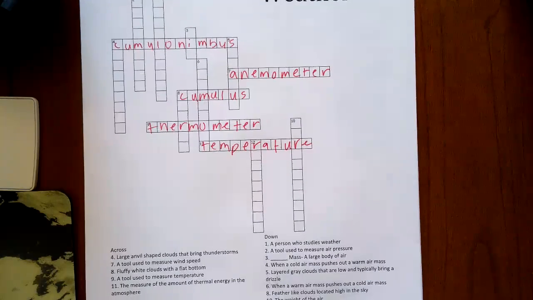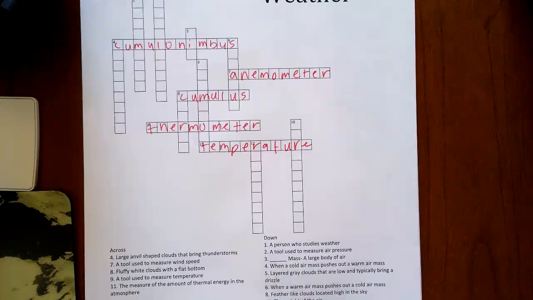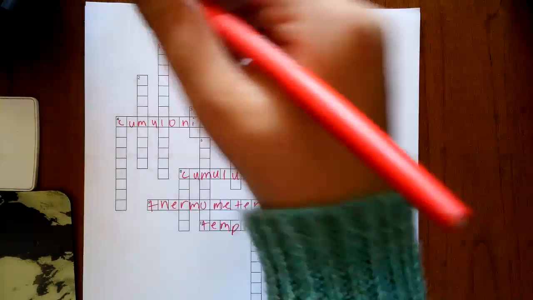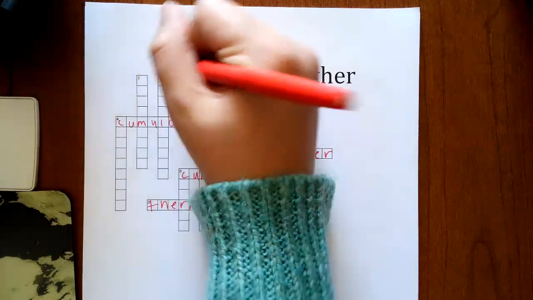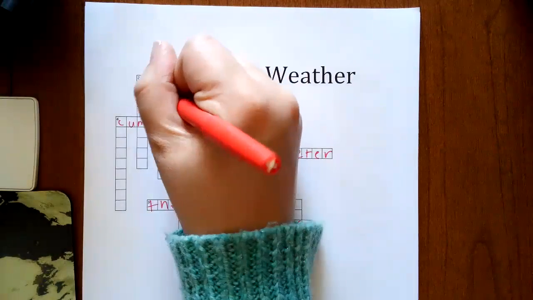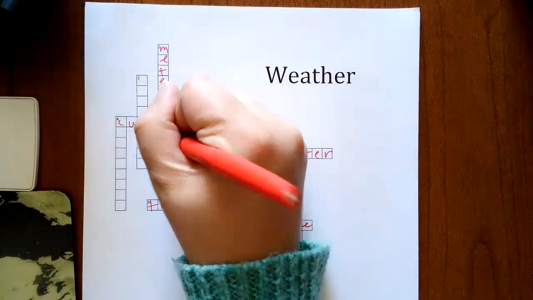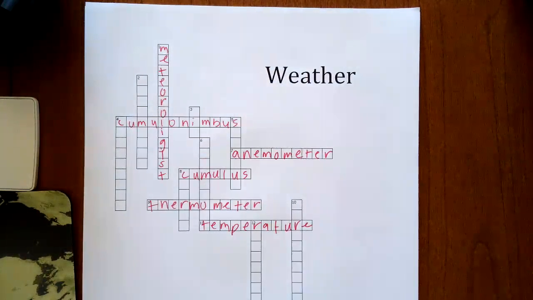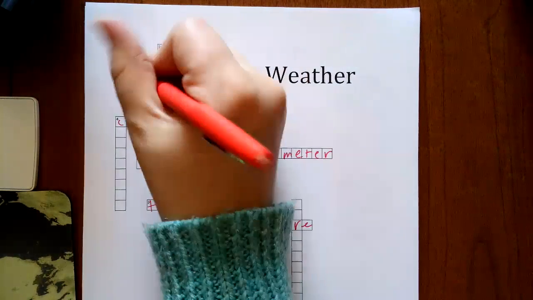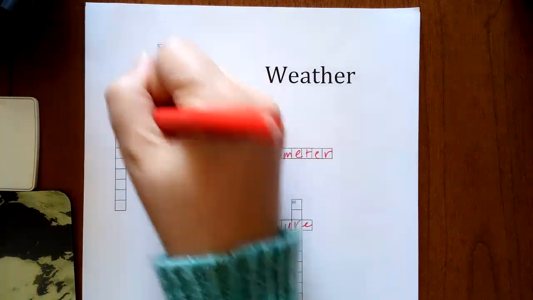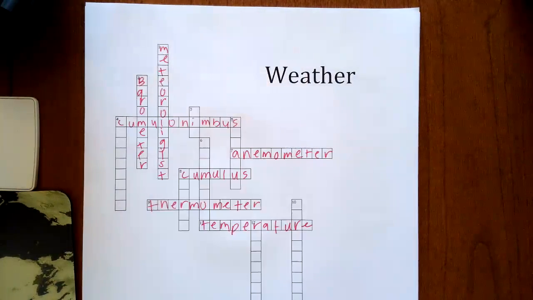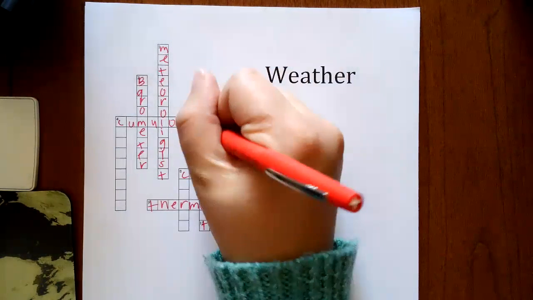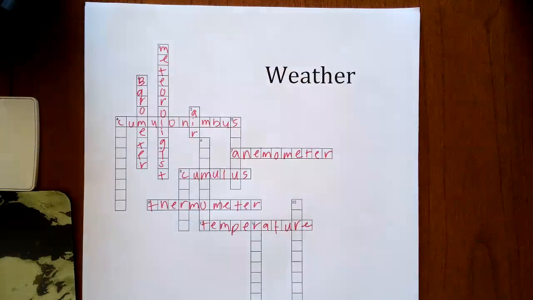And let's do our downs. A person who studies weather, that would be a meteorologist. Again, I gotta make sure I spell meteorologist. A tool used to measure air pressure, that would be a barometer. Blank mass, a large body of air. So that would be air mass. Air mass is a large body of air.